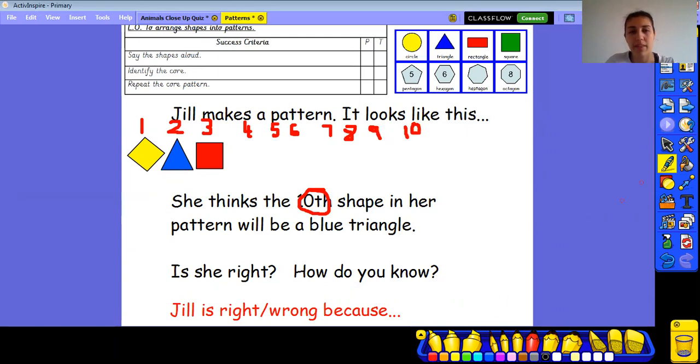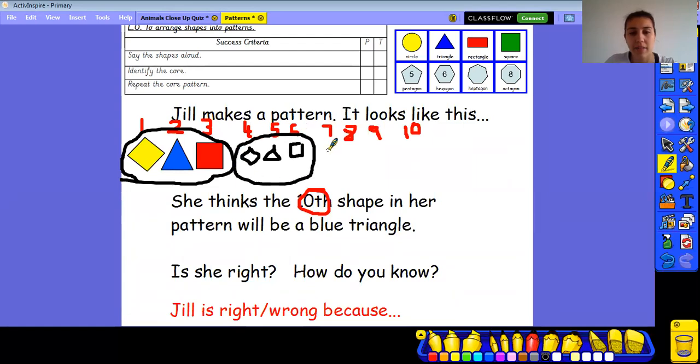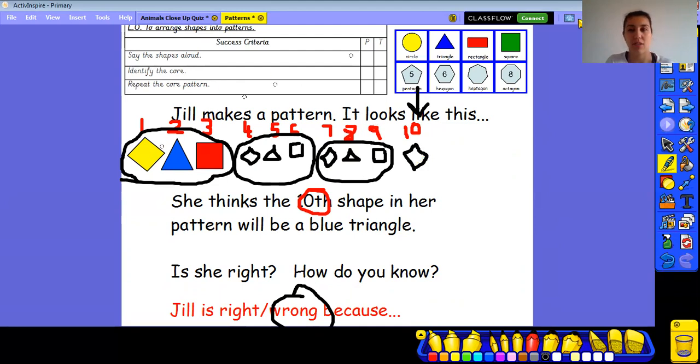Let's have a look at what that would be. If this is my core, this is what's going to be repeated here. So then I would have tilted square, triangle, square, and that would be my core repeated again. And then I would have tilted square, triangle, square, and that would be my core repeated again. My core would start again here, so my 10th shape would be the tilted square. So I would say Jill is wrong because on the 10th shape, the core starts again and it starts with our tilted square.